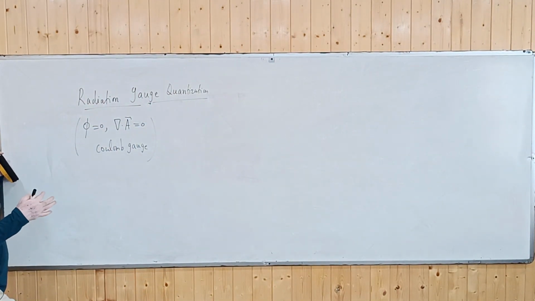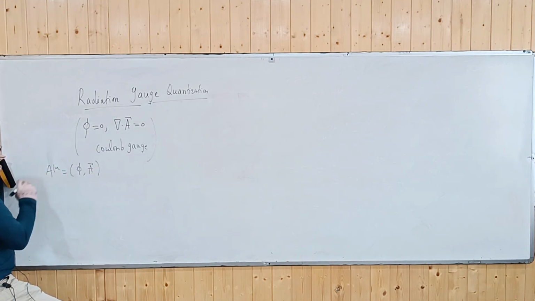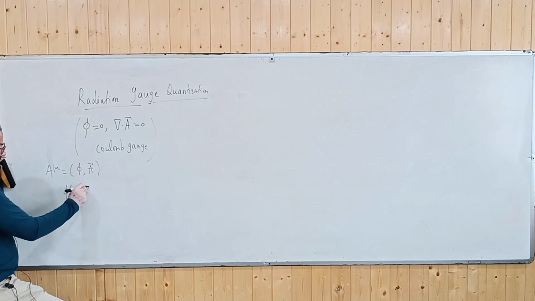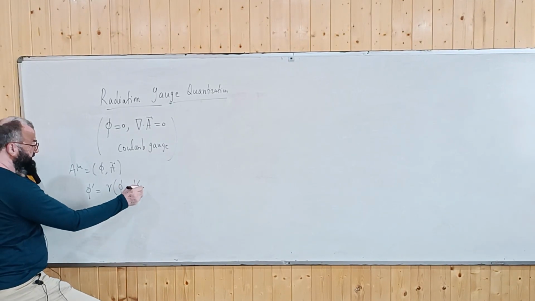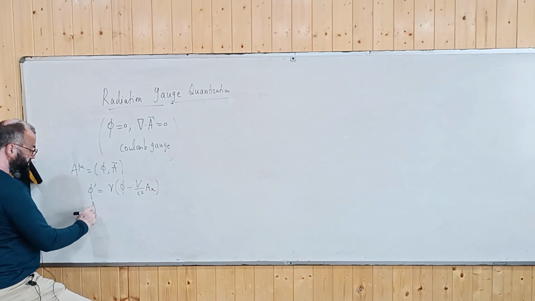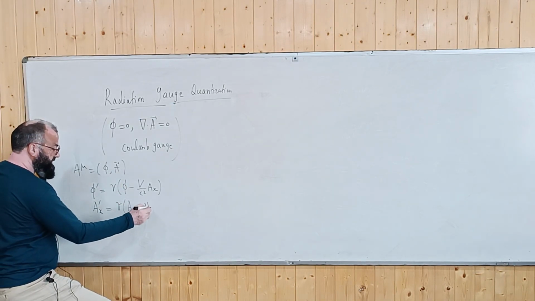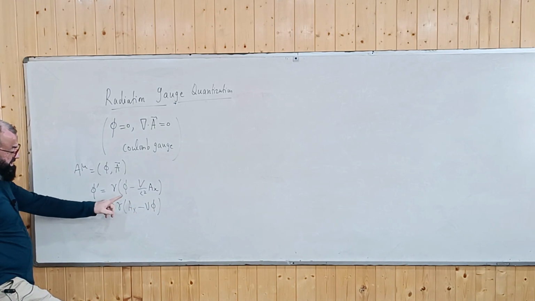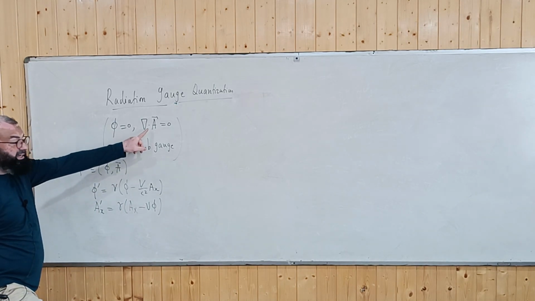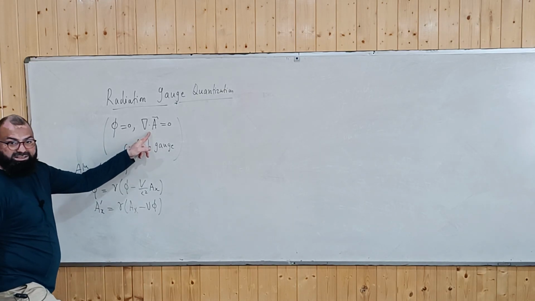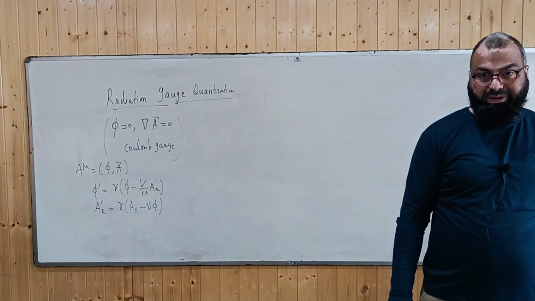Since this is a 4-vector, A^mu is equal to phi and A. You can see phi transforms like this: phi prime is gamma times (phi minus V by C square times A_x). Then A_x prime is gamma times (A_x minus V phi). So if phi is equal to 0 in one frame of reference, then phi prime is not equal to 0. Similarly, if you have del dot A equal to 0 in one frame of reference, it's not 0 in the other frame. So that means you have lost the Lorentz covariance here.